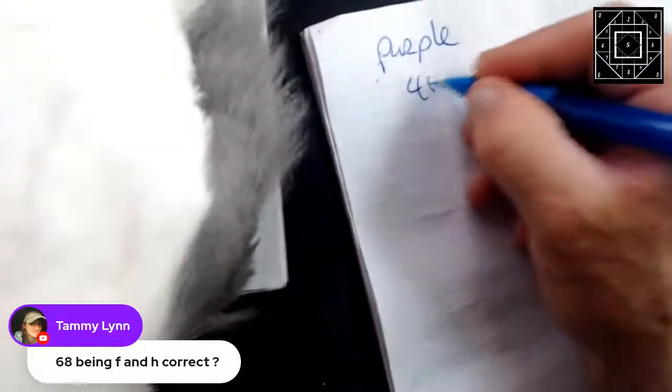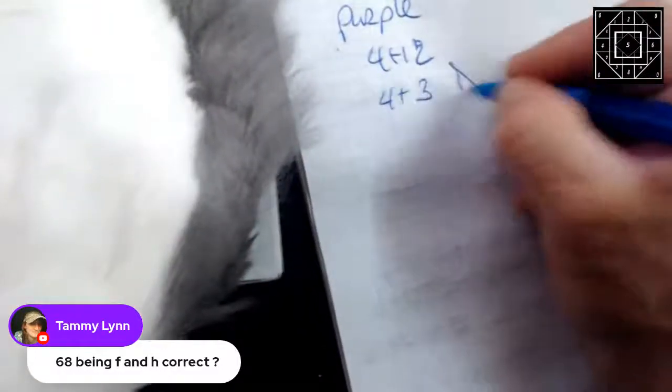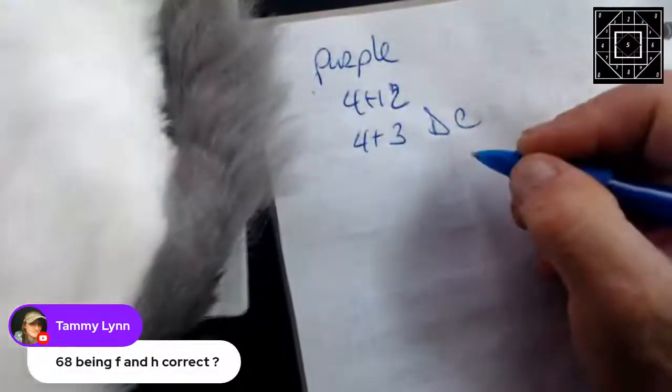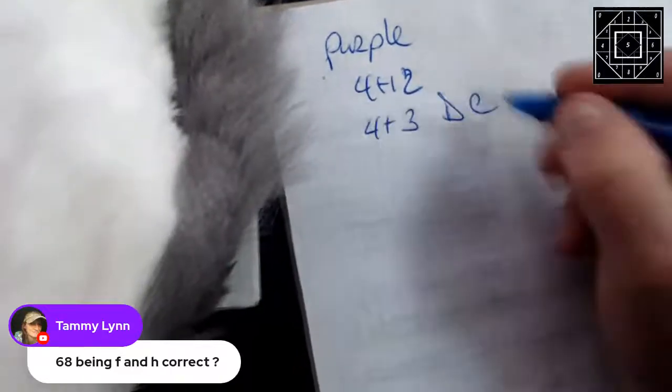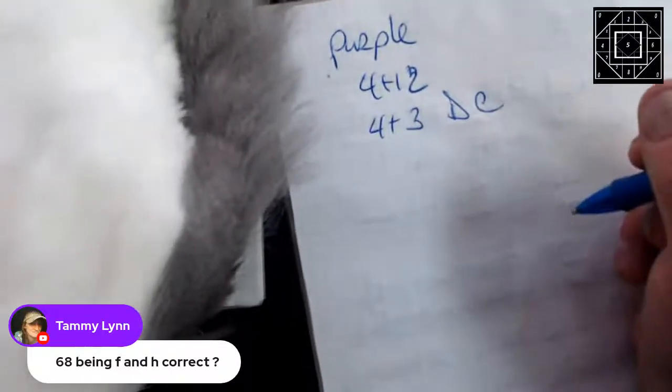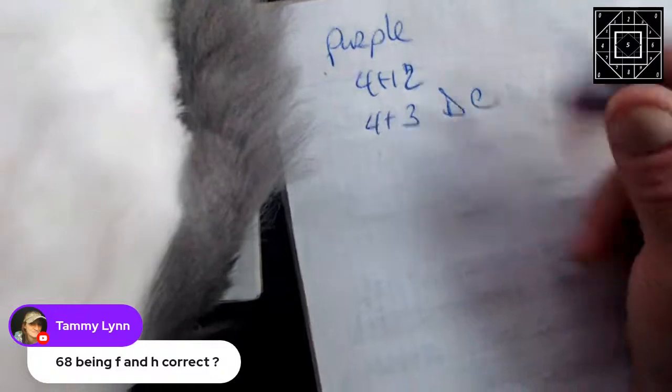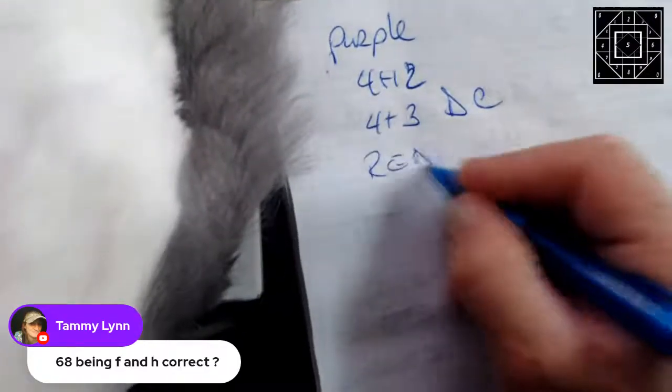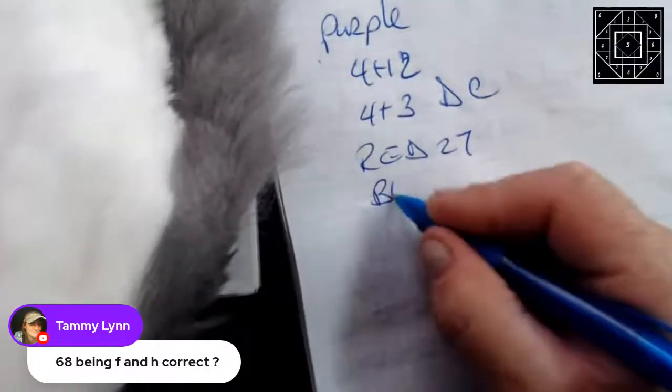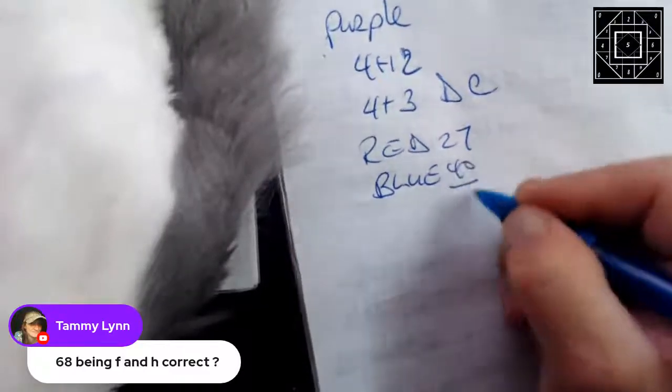If I say the word purple, I'm going to say 4 and 12. If I say 4 and 12, I'll say 4 and 3. I'm going to say DC, because when you play pool, the 4 is opposite of the 12, and 4 and 3 is that number. And if I say that, I'm now going to say red 27 and blue 40 equaling 67.